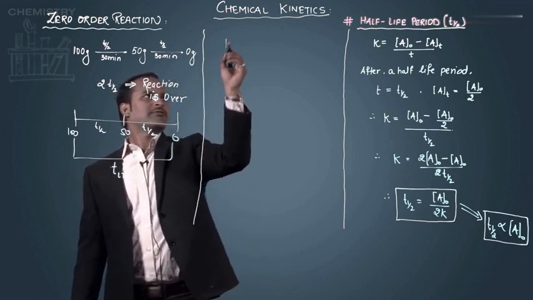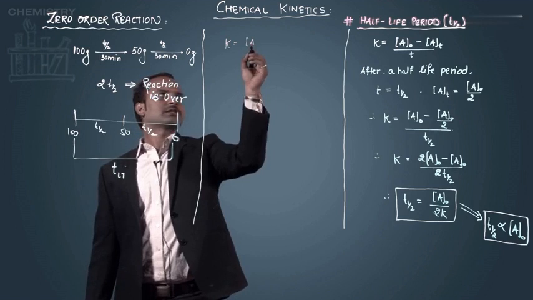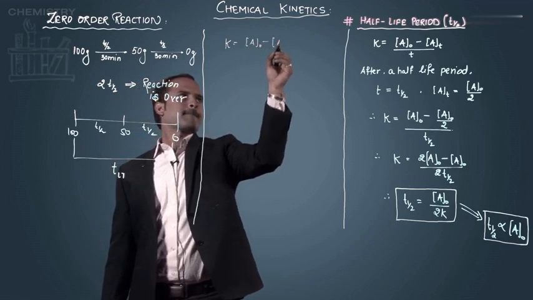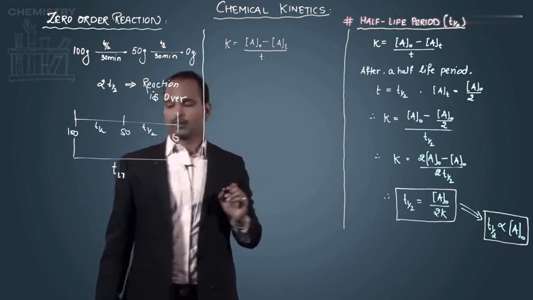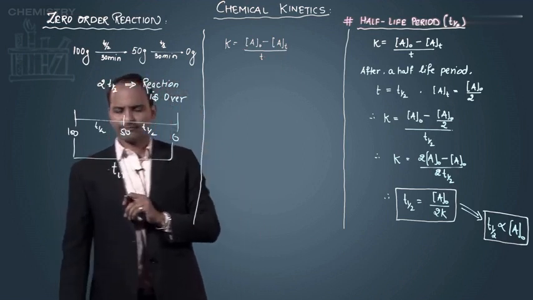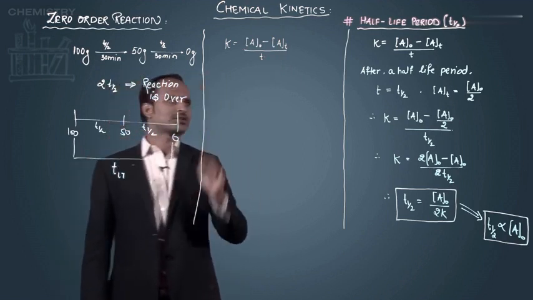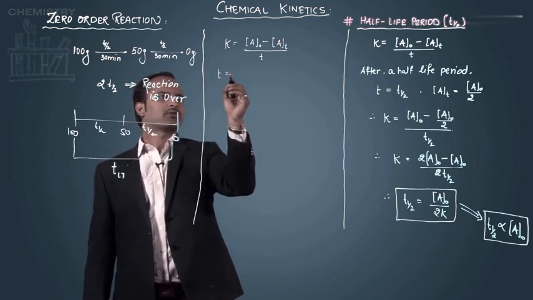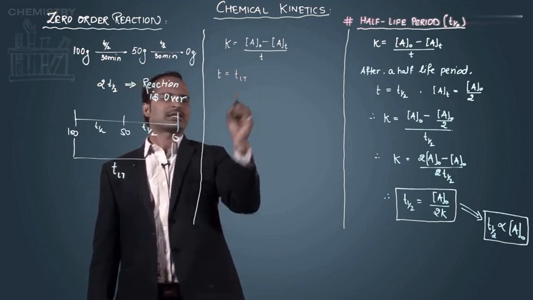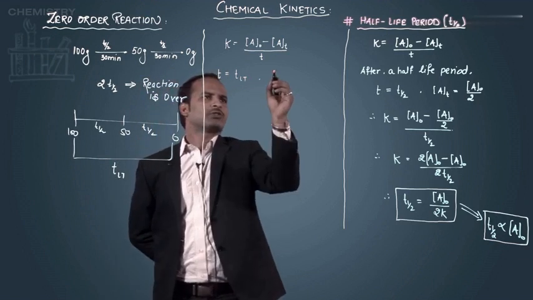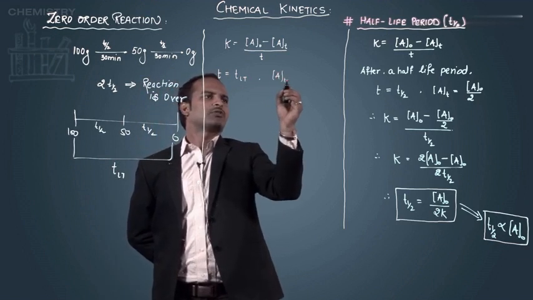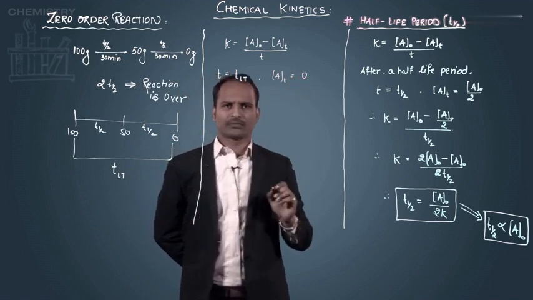We have the same formula again, K is equal to A0 minus AT upon T. Now I'm talking about the total lifetime period. Total lifetime period means the reaction is completed. So T is equal to TLT, that is lifetime. If the lifetime is over, it means the amount of reactant left will be equal to 0 molar.